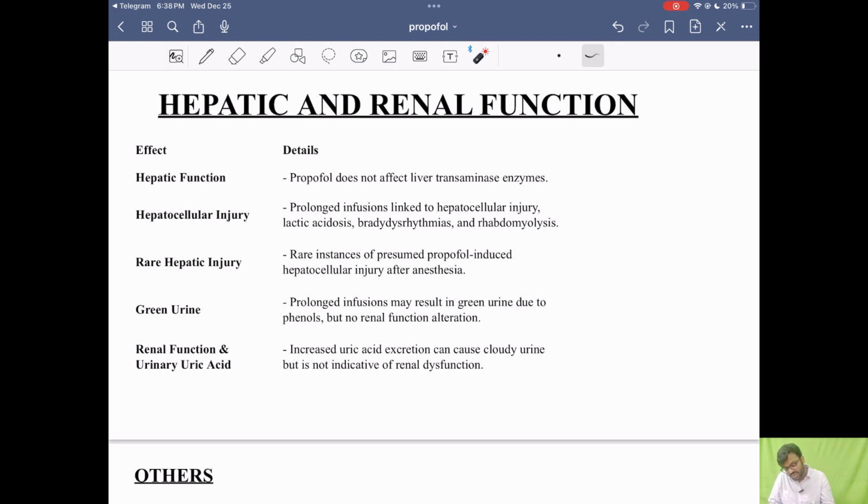again. Propofol does not affect liver transaminase enzymes. There is no effect on the LFTs. But if you give it in a prolonged infusion, we are going to talk about it more in propofol infusion syndrome. If you give it in long infusions, definitely it is going to cause hepatocellular injury, lactic acidosis, bradycardia, and rhabdomyolysis. We are going to discuss it further in propofol infusion syndrome.